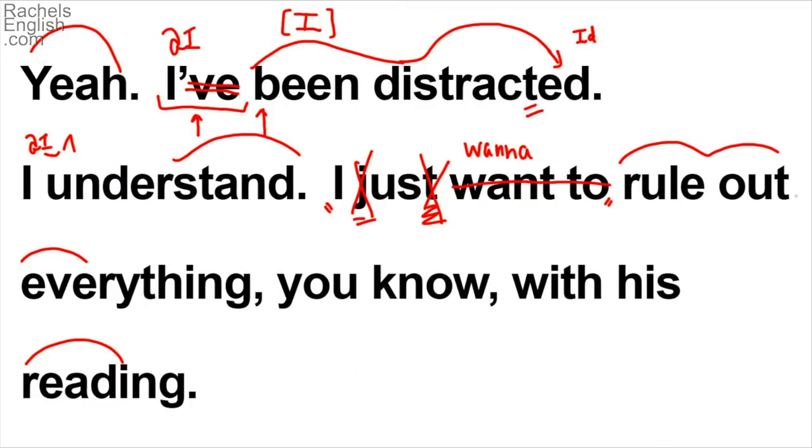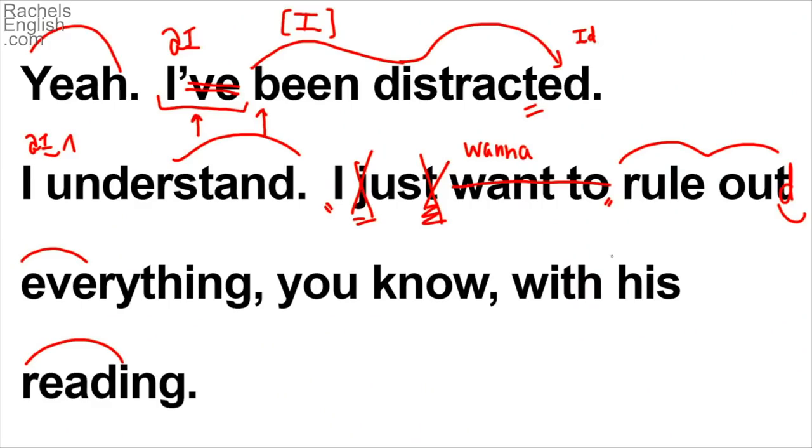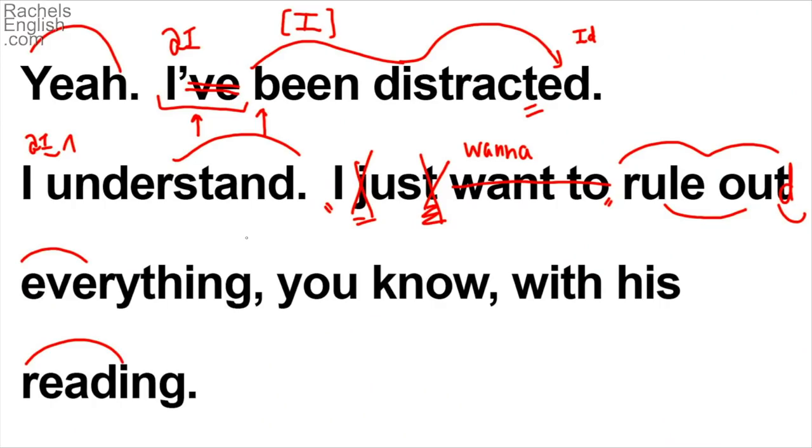I just wanna rule out everything, you know, with this reading. And I'm hearing a light flap T connecting "out" and "ev," out everything. Rule out everything. But everything glides together really smoothly. The dark L in "rule out": you can lift your tongue tip there to finish it. Rule out. But link that right into the ow diphthong. Don't make a lift or a break. We want them to link together. Rule out everything.